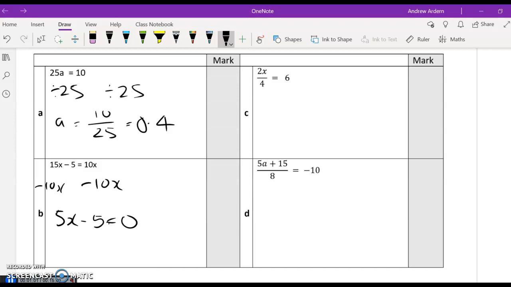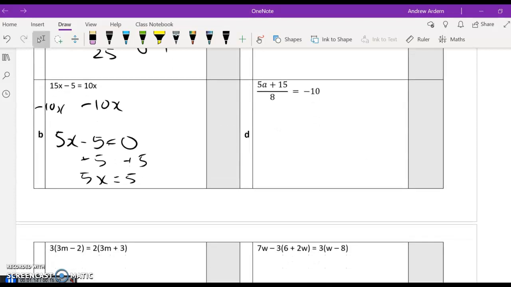Now I'm going to add 5 to both sides. I'm now left with 5x equals 5. And then the last step is to divide by 5 both sides. And x equals 1 for 1 tick.